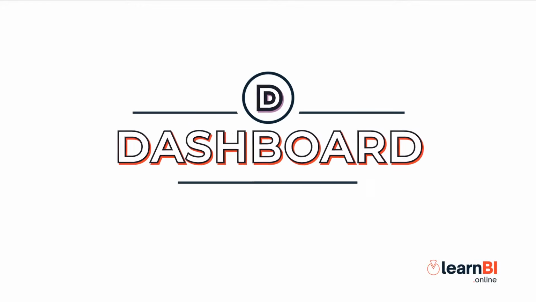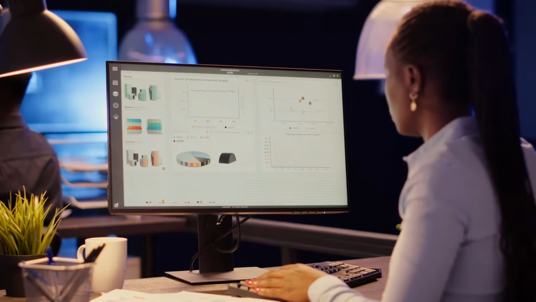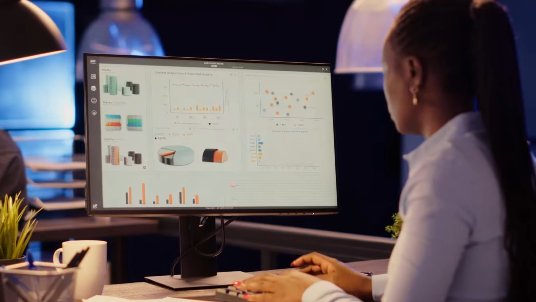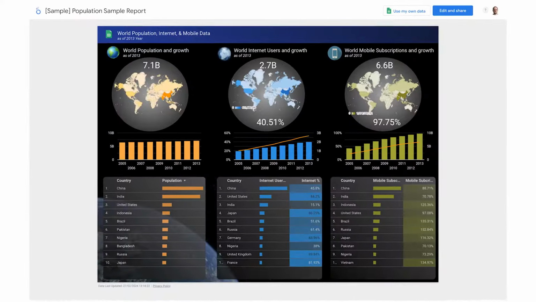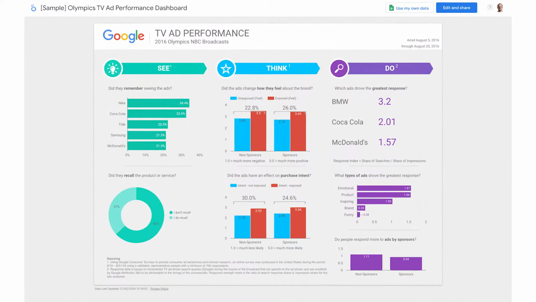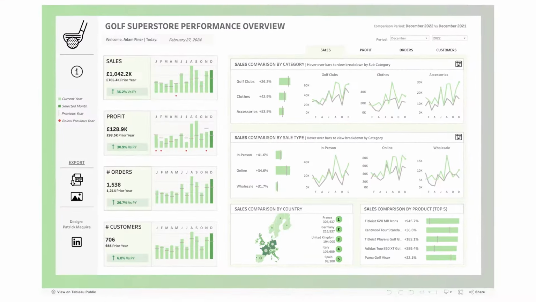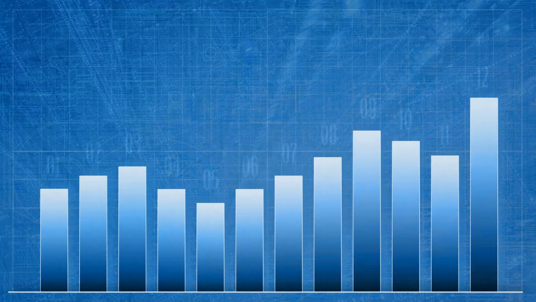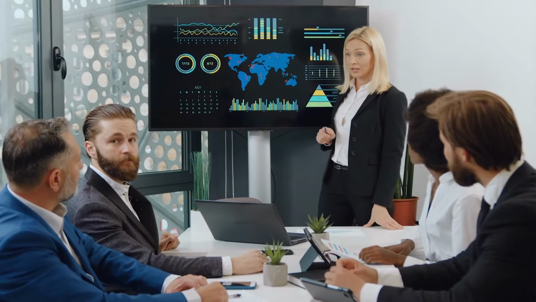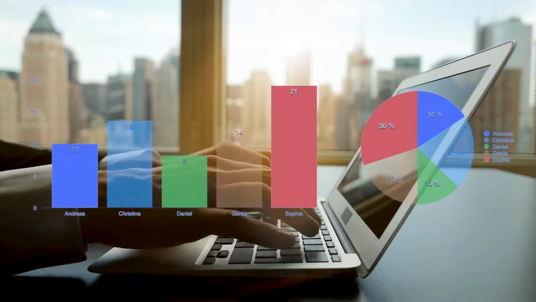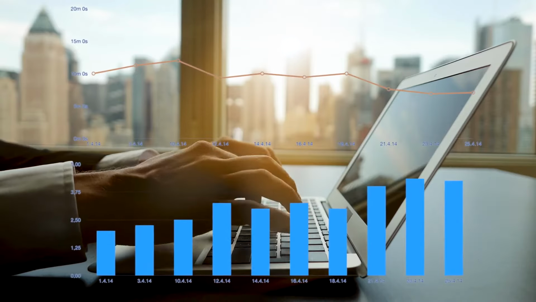D is for dashboard. Dashboards are usually the end product of the business intelligence process. They are a visual at-a-glance representation of a business's KPIs and other important metrics. They contain current and historical data and allow the business to monitor and track business performance. Dashboards are typically presented in a single consolidated view and allow viewers to filter and slice the presented data.